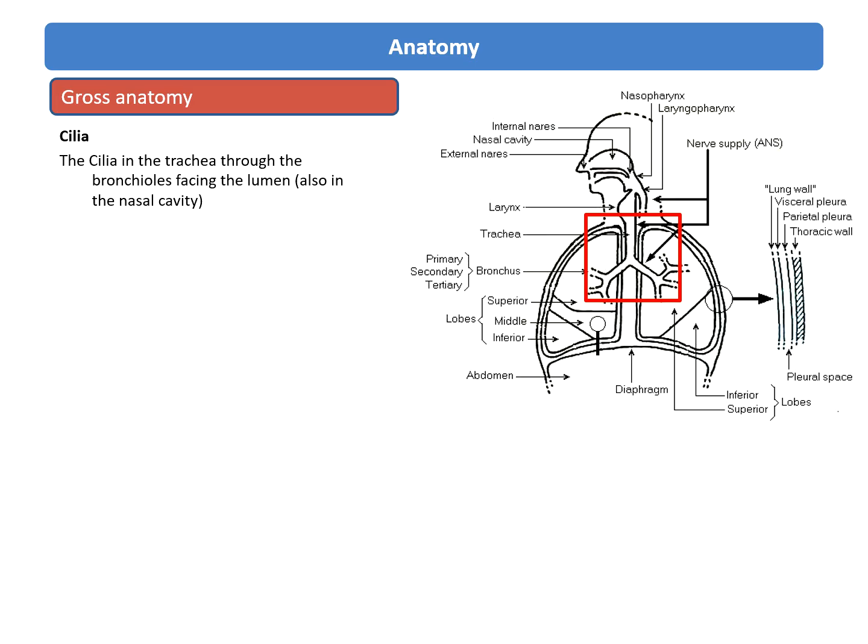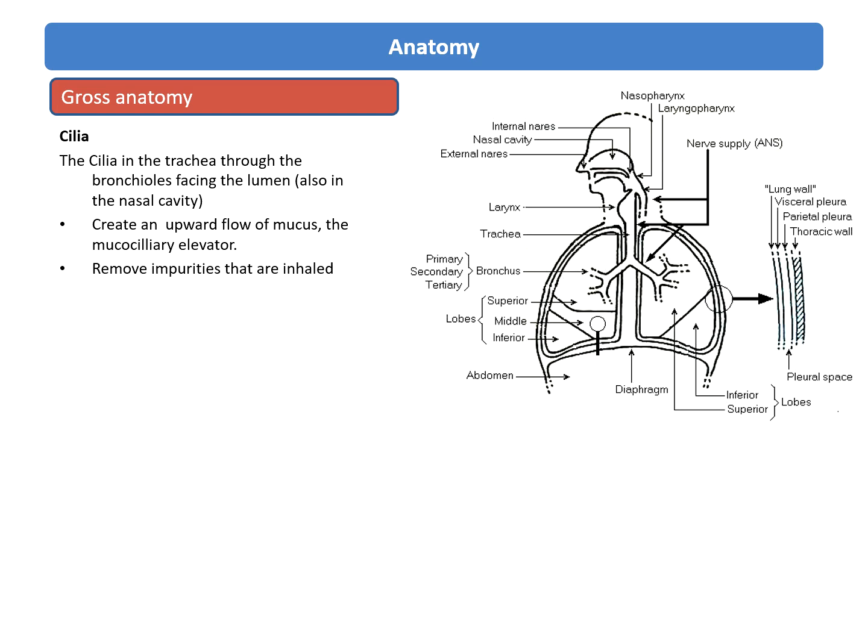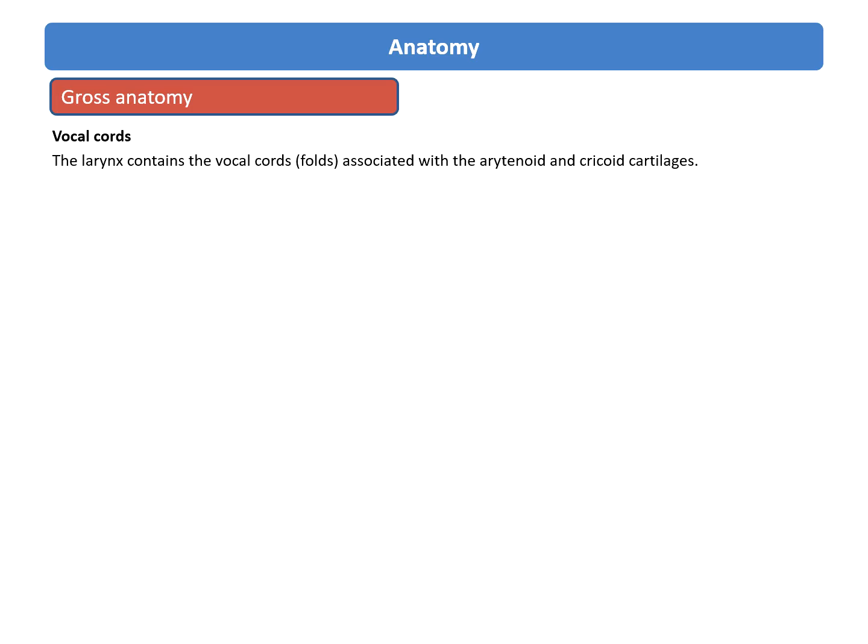Cilia are found in the trachea through the bronchioles. They face the lumen, the space inside, and they're also found in the nasal cavity. They create an upward flow of mucus called the mucociliary elevator. So stuff that's inhaled, dust and so forth, is trapped by the mucus and washed back upward into the nose. It removes impurities that are inhaled.